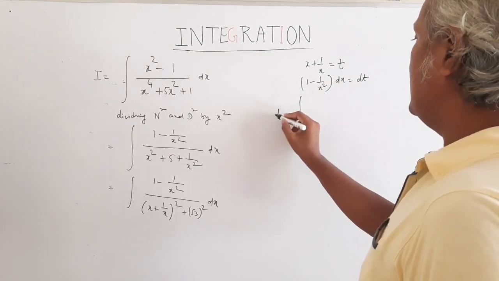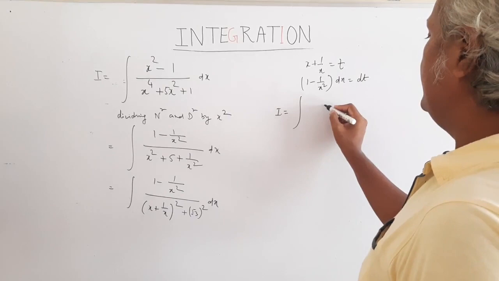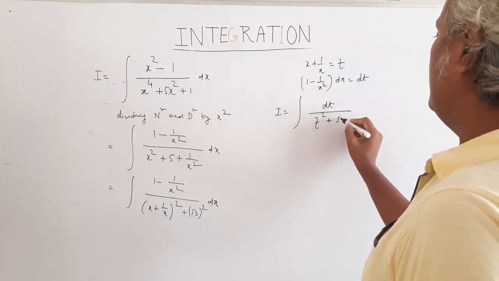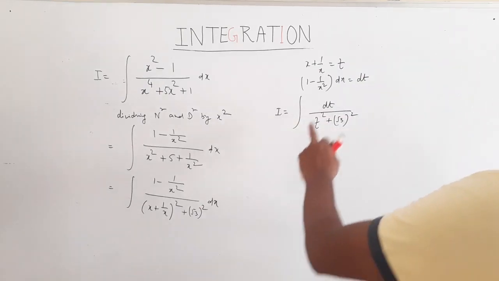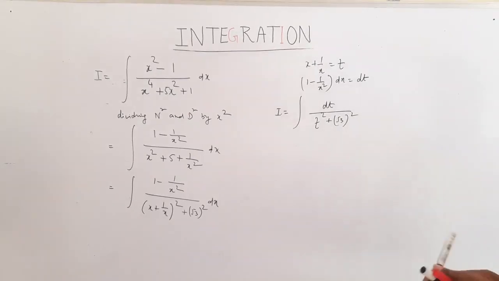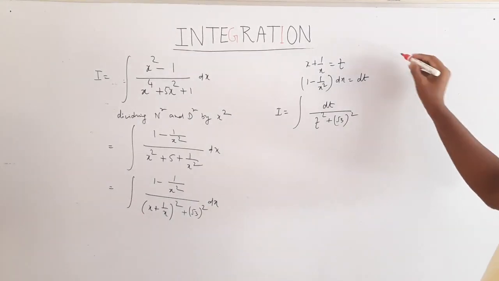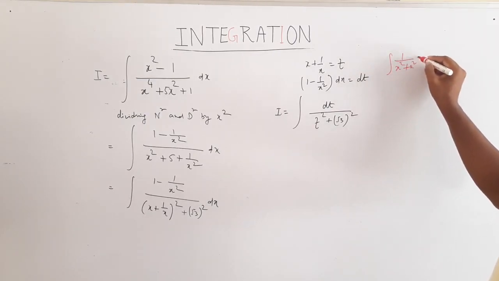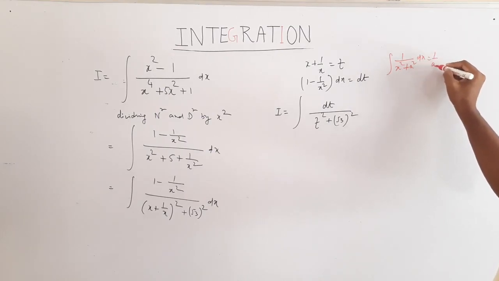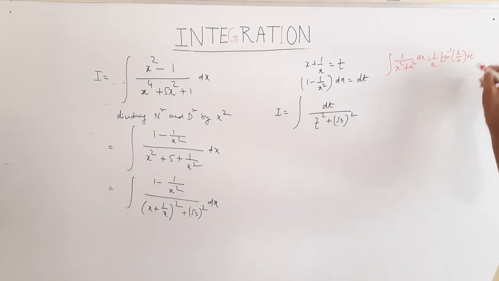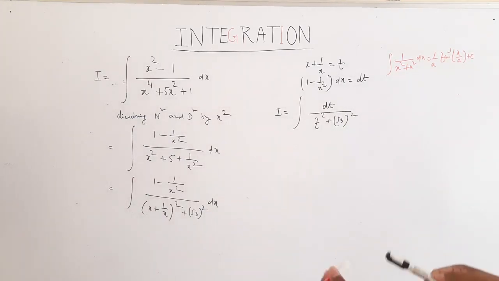So our expression I now becomes dt over t square plus root 3 whole square. Now this is in the form of dx over x square plus a square, and its answer, those who know, I am writing this formula in red color so that you can connect. The integration of dx over x square plus a square is 1 over a tan inverse x upon a plus c.